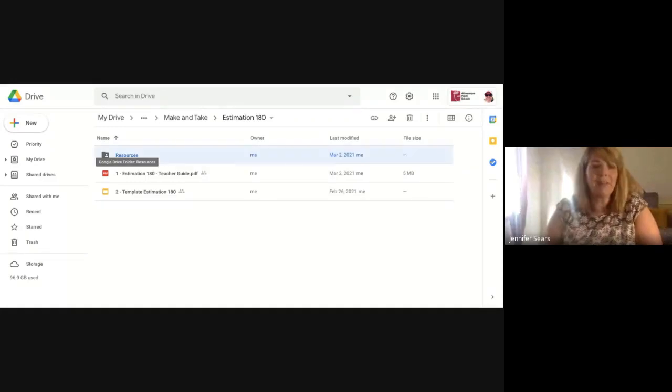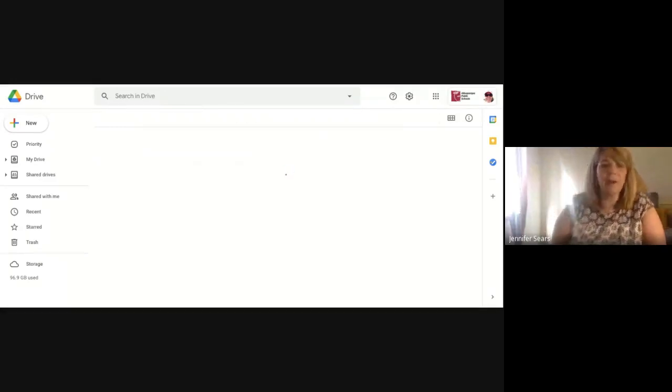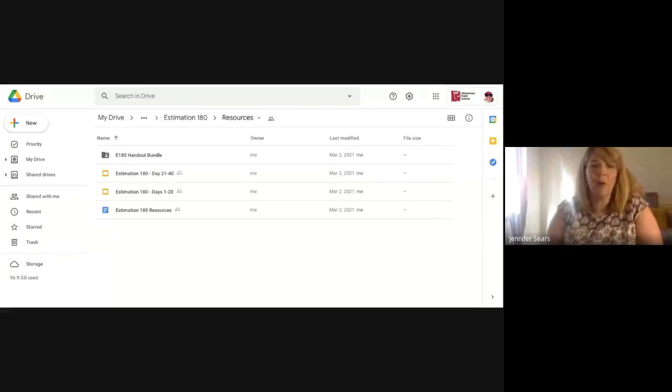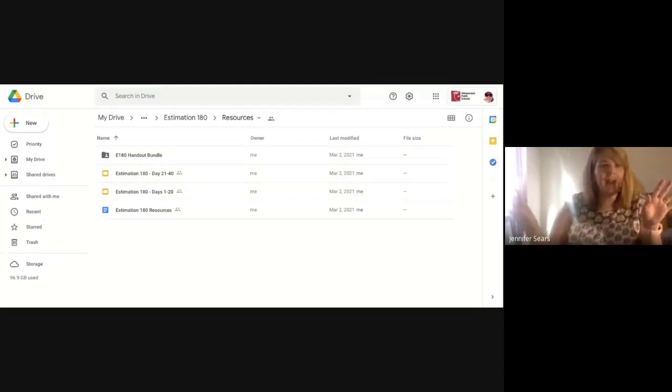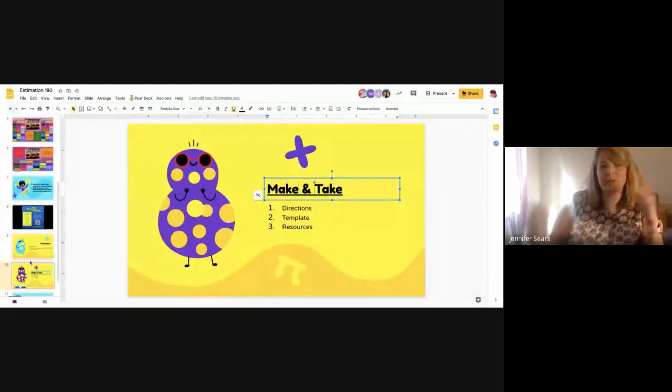And then inside of the resources tab, there is information that you're going to be able to use. We have included Estimation 180. The 180 stands for 180 days of school. We just included the first 40 days, and we've got about 40 days left. It should carry you to the end of the year. But if not, you can go to the estimation180.com website and get more activities. I really love the variety of grade levels and activities. You can do anything and everything every day of school if you wanted to, and you have them right away at your disposal.